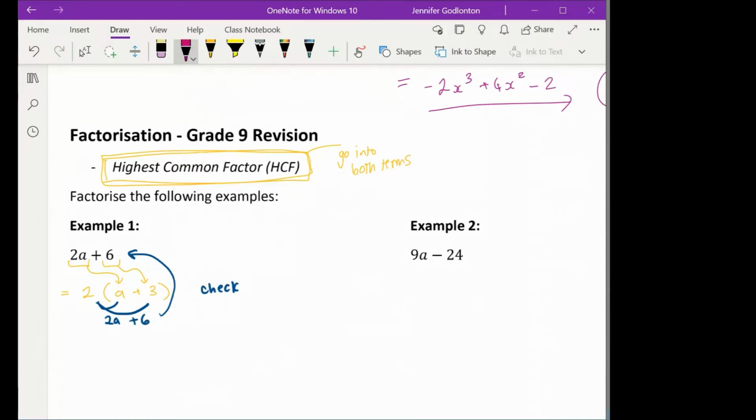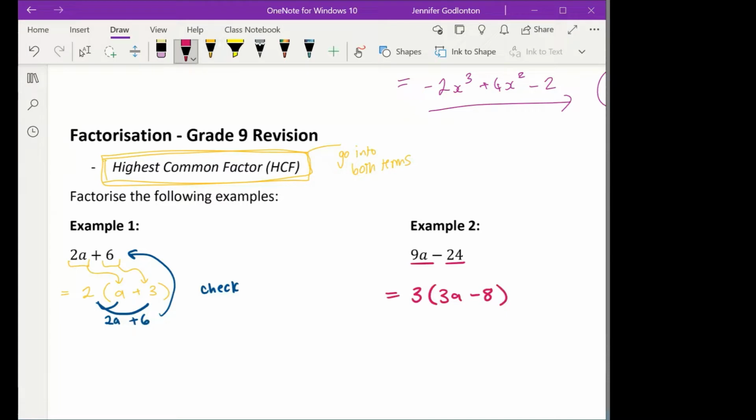Hopefully this is bringing back some memories. What number can go into 9a and can also go into 24? 3. Yes. Okay. If I take a 3 out, what's going to be inside those brackets over there? 3a minus... I think I lost you there at the end, but I think you said 8, which would be right. So we're going to have 3a minus 8.